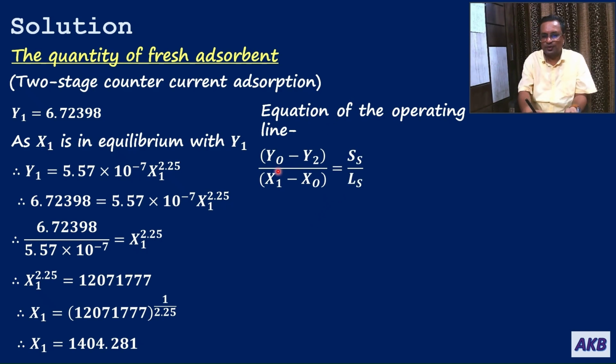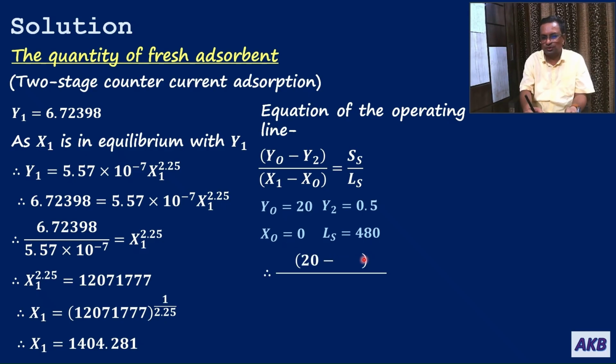Now we will use the equation of the operating line to get the quantity of adsorbent that is required. So the equation of the operating line is y0 minus y2 upon x1 minus x0, that is equal to SS upon LS. So y0 is 20, we know that. Y2 is 0.5, we know that. X0 is 0, we know that. Why is x0 0? Because we are using fresh adsorbent. That's why x0 is 0. LS is 480, we had understood it earlier.